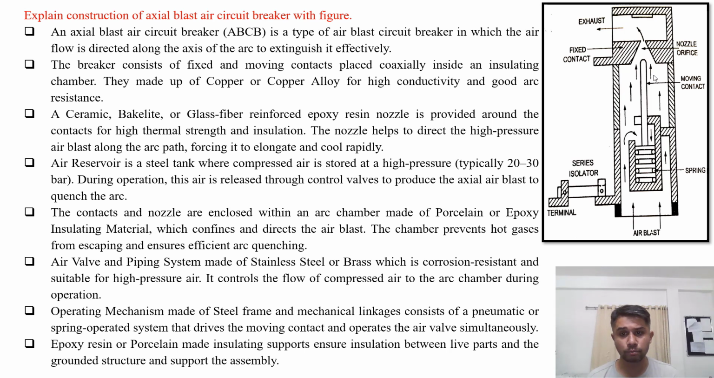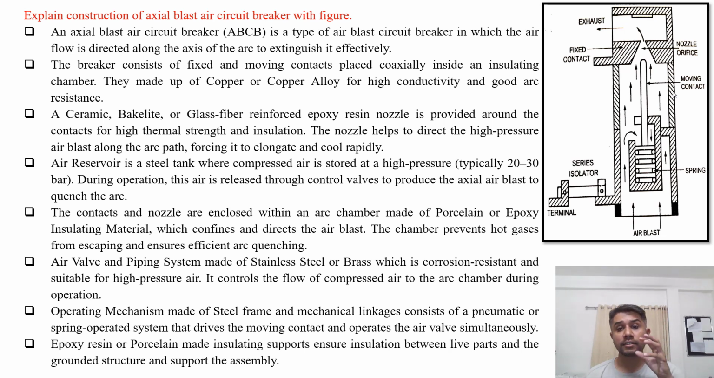Air is not fully open. During the operation, the air is released through control valves to produce the axial air blast to quench the arc. The control valve is right beside this of the figure, which is not fully visible. The contacts and nozzle are enclosed within an arc chamber. Inside is the arc chamber. This is the arc chamber where arc occurs.